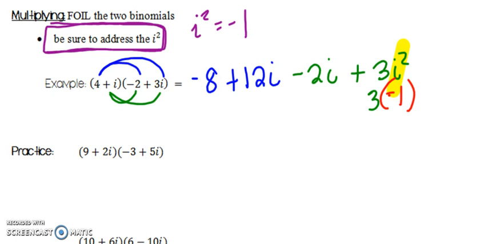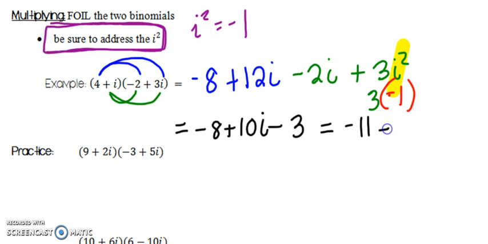So if we clean this up a bit, we're going to get negative 8 plus 12i minus 2i gives me plus 10i. This now just became minus 3. So all in all, my answer is going to be negative 11 plus 10i. Kind of like combining like terms. We're going to make sure that you finish it up and have a final answer.